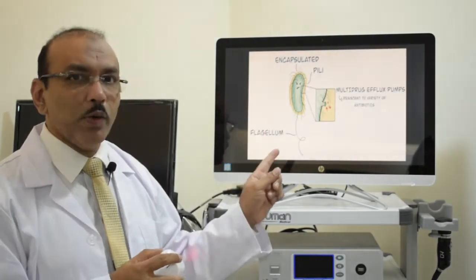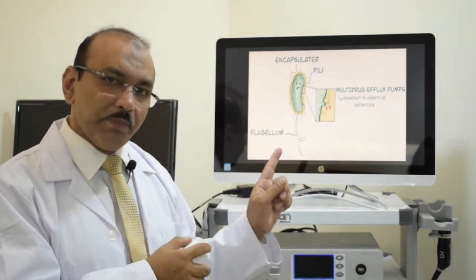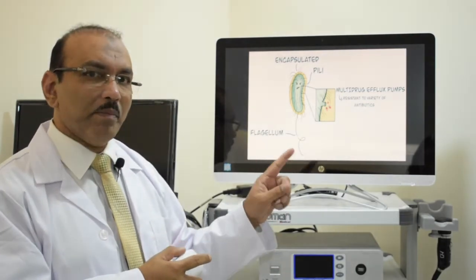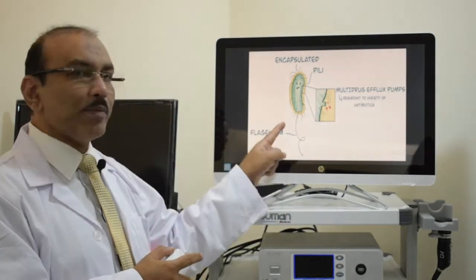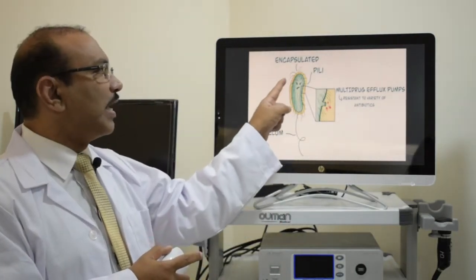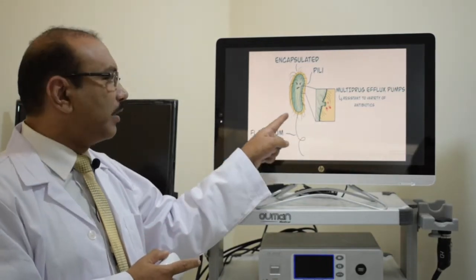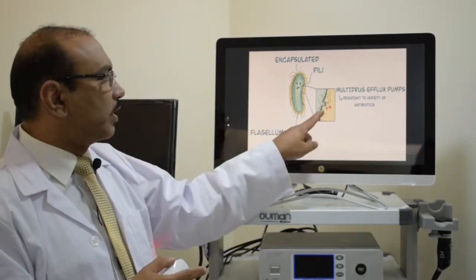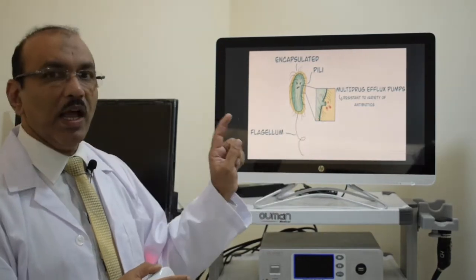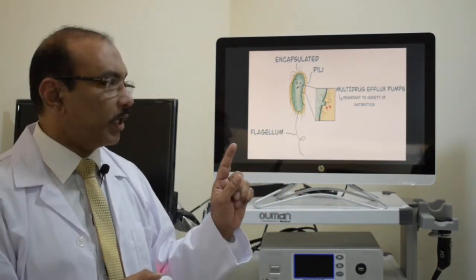Now, this is how it looks. This picture, I'll show you once again, but you can see that it is encapsulated and there are small hair-like features called pili, and there is a long flagellum, and you can see this efflux pump tube. We'll discuss it in detail.